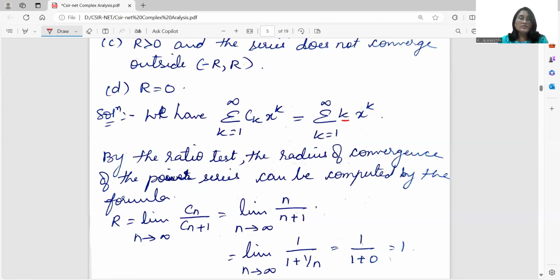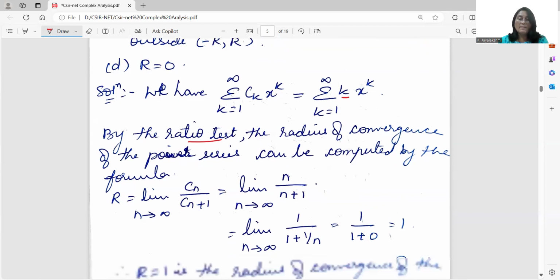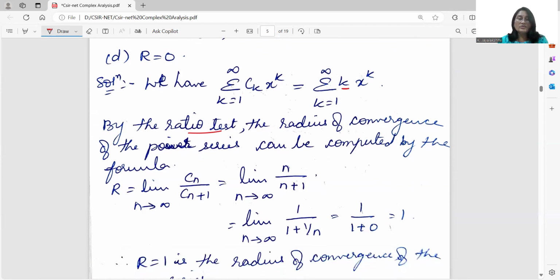Right, so we apply the ratio test, and according to it, R is equal to the limit as n tends to infinity of c n by c n plus 1. That's the formula that we know. And here we have c n as n. So this is the limit when n tends to infinity of n by n plus 1. And we can write this fraction as 1 by 1 plus 1 over n.